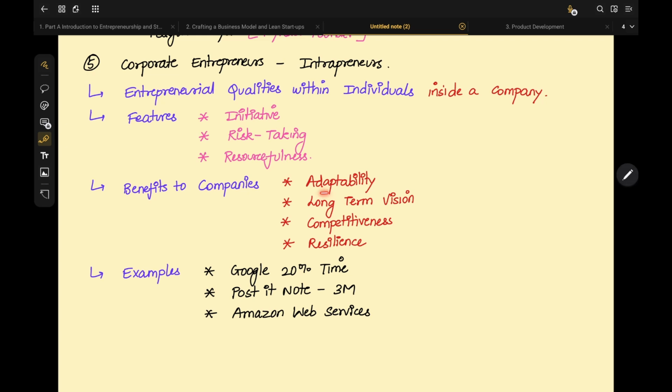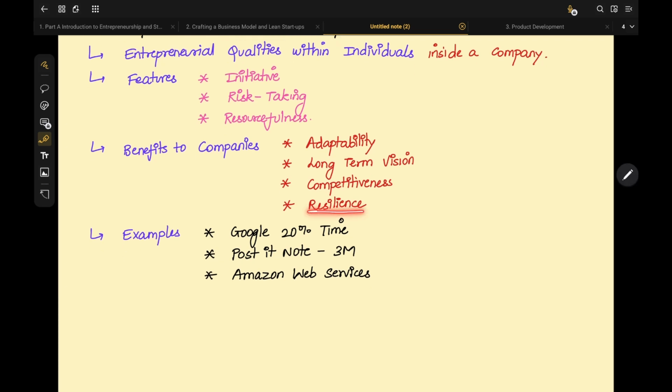For those new ideas, the company will adapt and face sales growth because it is responding to the market trend. Long-term vision: the entrepreneur will help in setting the long-term vision of the company. And then by responding to the market, the company will become competitive. They will gain an advantage over the competitor. Resilience, as I already said, getting back up from the failures.